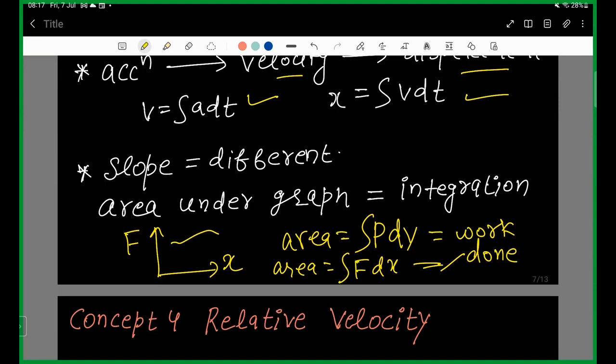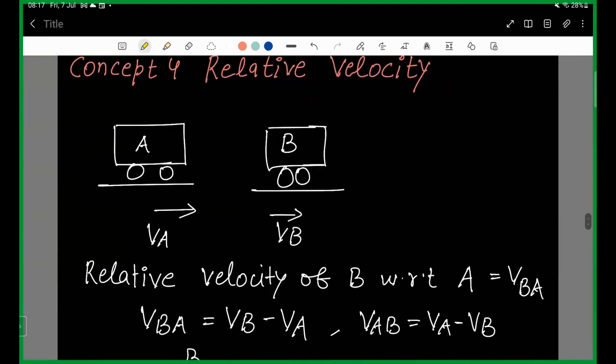Okay. The next concept which I want to teach you is relative velocity. We covered average velocity and average speed, then we covered our equations of motion, then we covered graphs, and now I want to cover relative velocity. So you have two buses or two cars, let's say car A and car B. Car A is moving with velocity VA and car B is moving with velocity VB. I ask you, what is the relative velocity of B with respect to A?